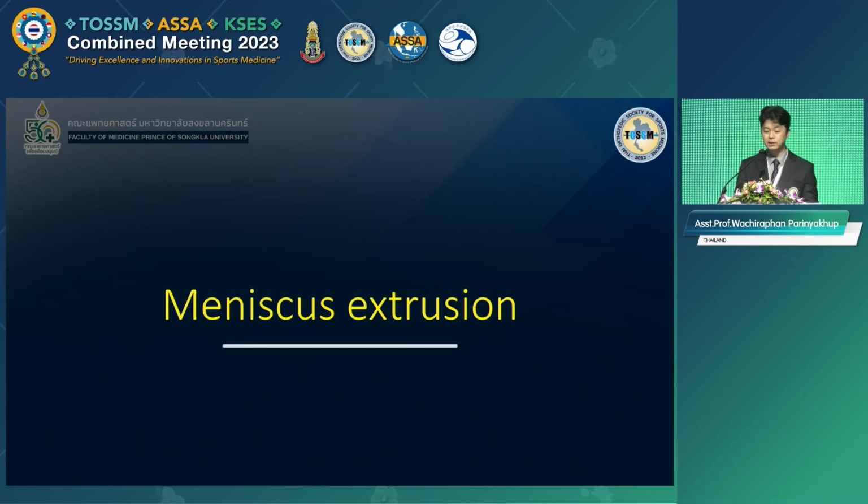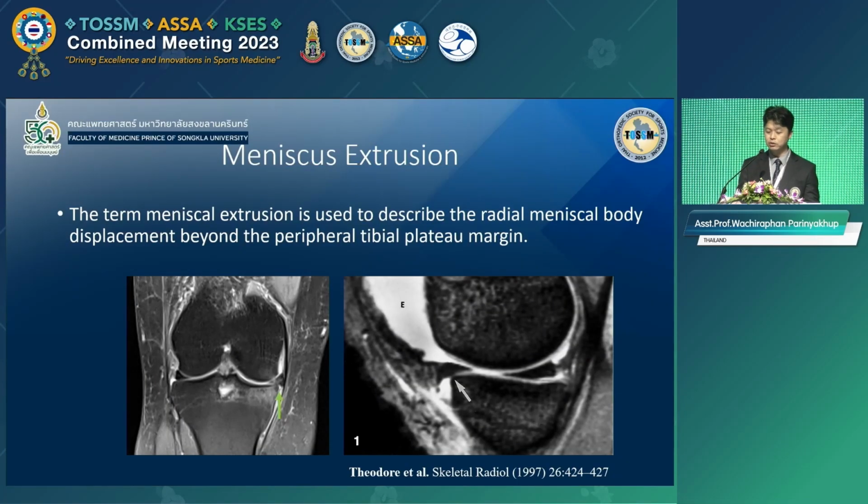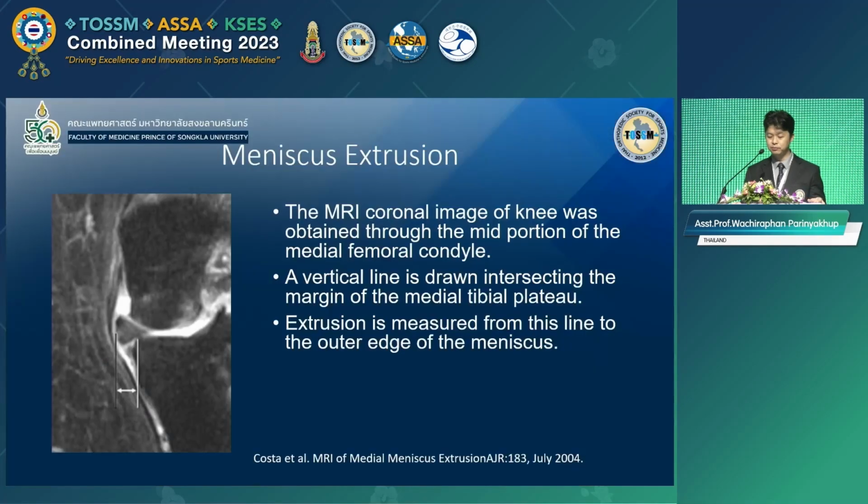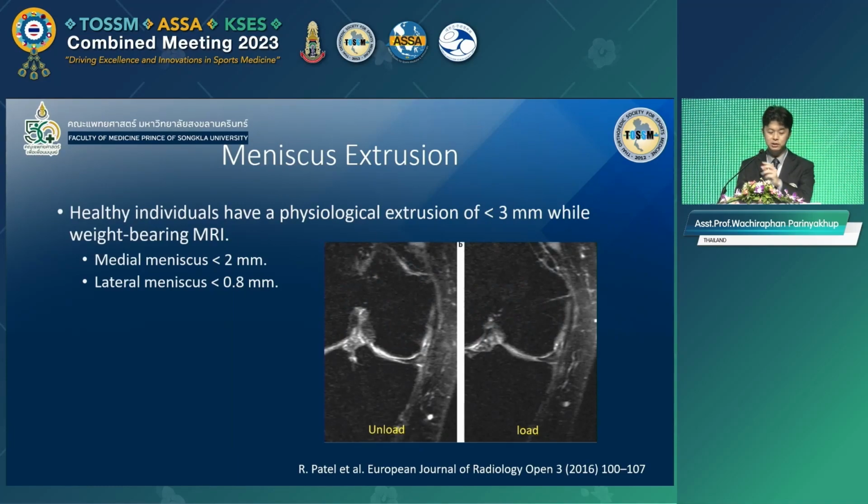Meniscal extrusion is a term used to describe the radial displacement of the meniscal body beyond the periphery of the tibial plateau margin. In normal, healthy people, you use MRI to detect and measure the extrusion, by drawing a vertical line intersecting the margin of the medial tibial plateau and measuring from this line to the meniscal edge. Normal, healthy people have physiological extrusion, but less than 3 millimeters. For the lateral meniscus, it can extrude, but less than 2 millimeters.